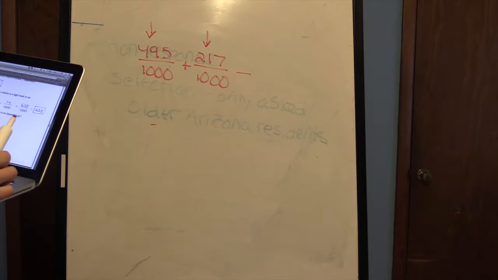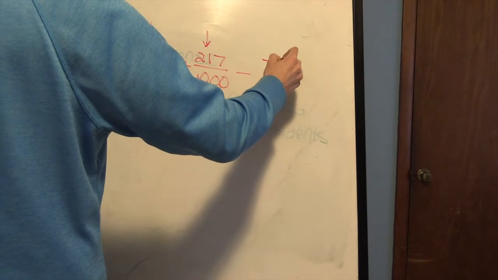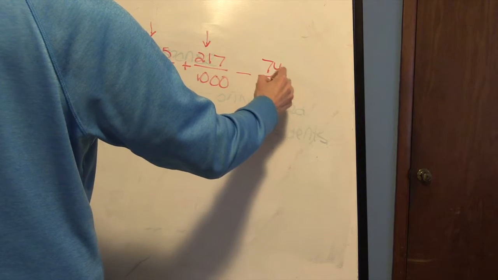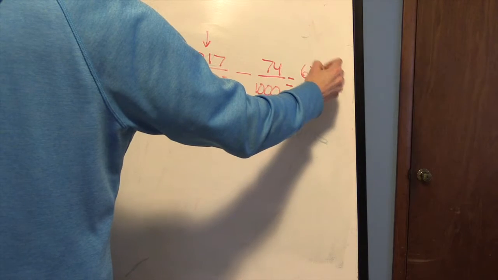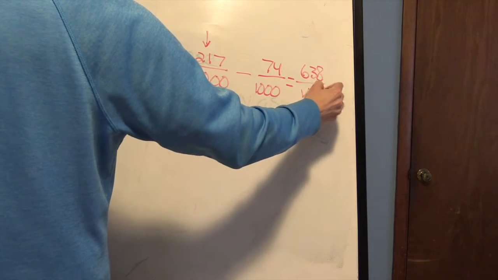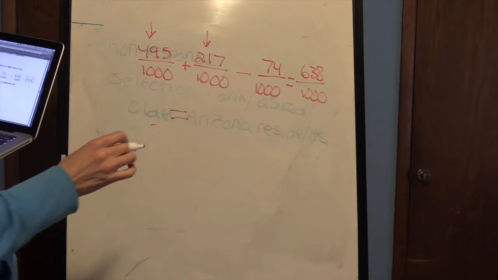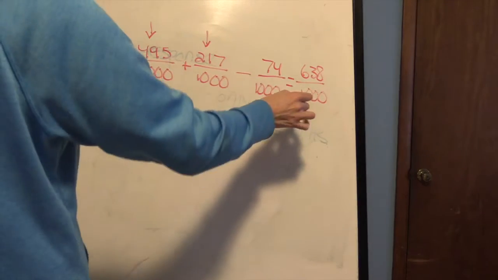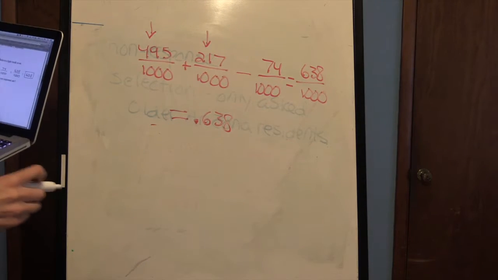So what we subtract is the ones that are a truck and an import, which is 74 out of 1,000. Okay, that gives us 638 over 1,000. Make sure that if you have that fraction, and I've asked for a simplified fraction, that you simplify the fraction, or in this case as a decimal, it is 0.638. Okay?